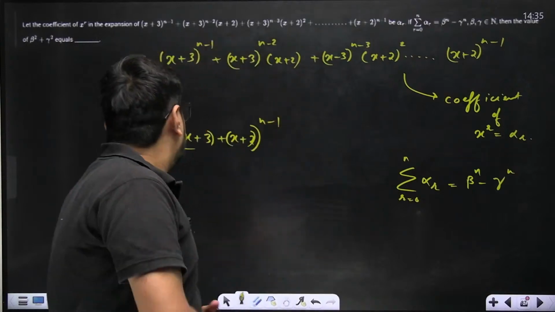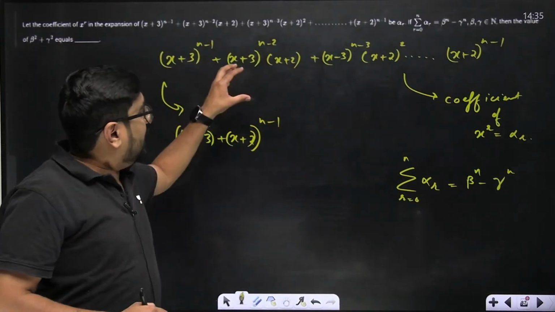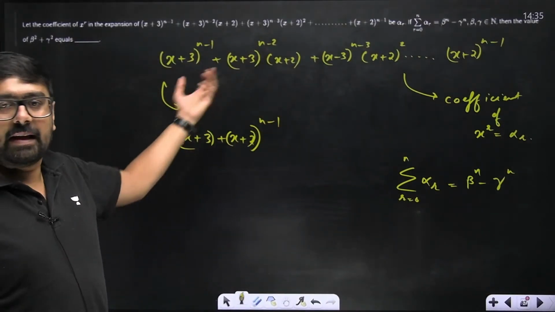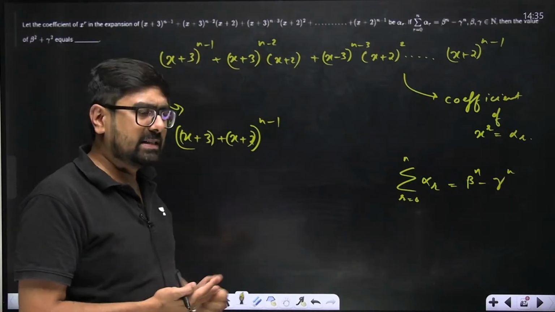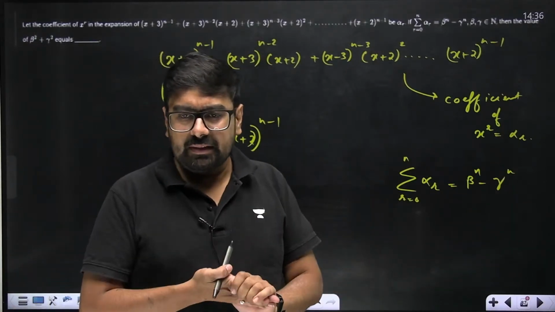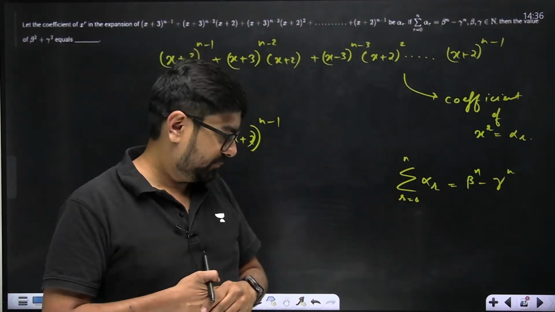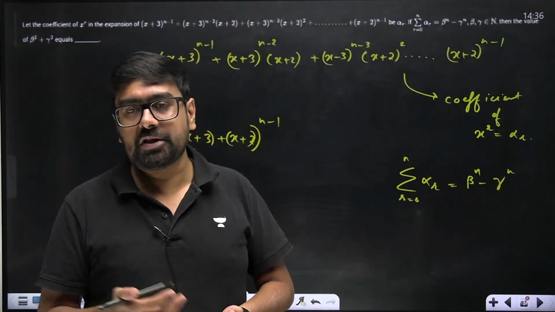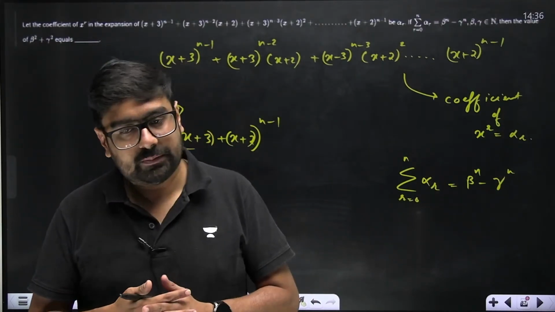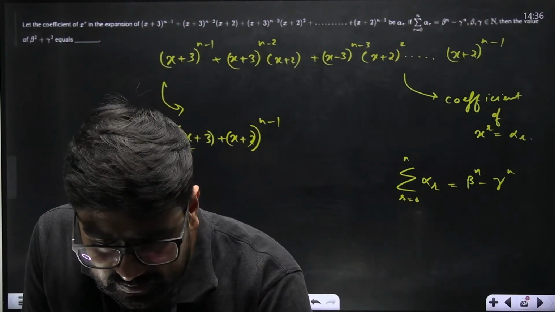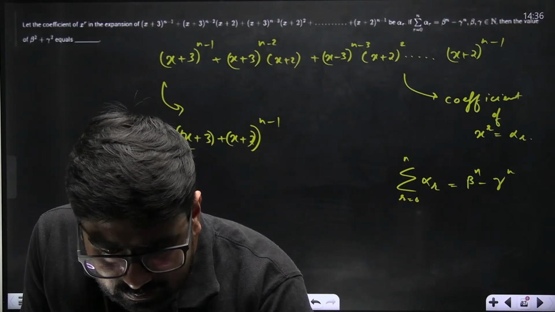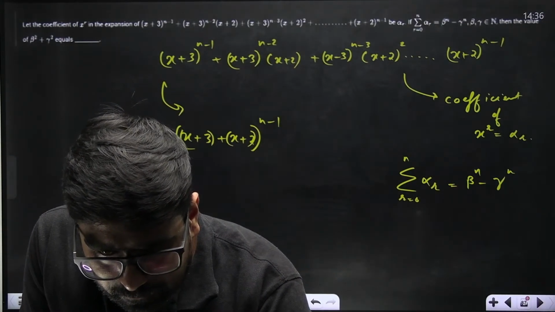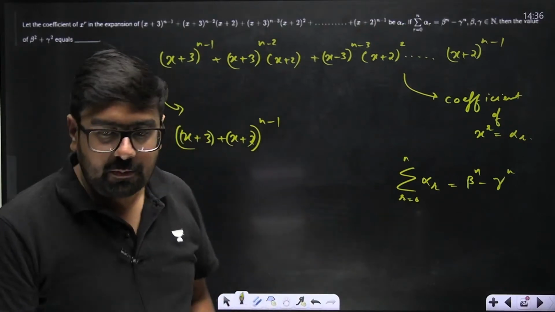So I was saying that you can realize this as the expansion of this and then put x as 1 on both the sides, and that will give you the sum of coefficients. That's how we do it. For (1 plus x) to the power n, how do we get the sum of coefficients? When we put x equal to 1. That's how we get the sum of coefficients.